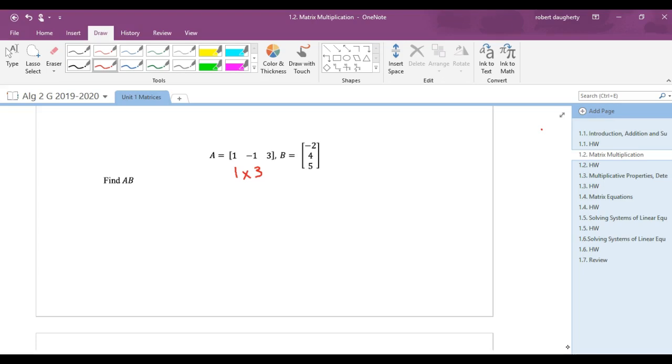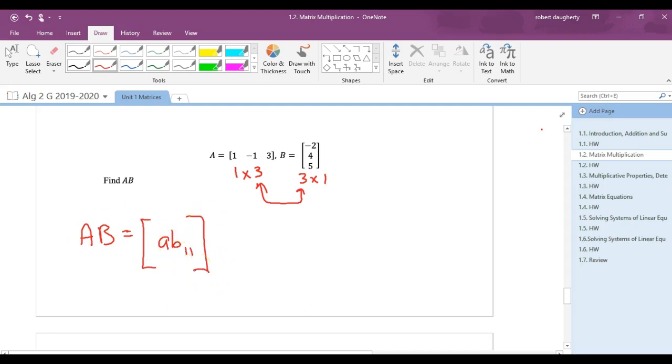AB, what are the dimensions of A? 1 by 3, dimensions of B, 3 by 1. Can I multiply AB? Yes. So this tells me that they can be multiplied. What will the answer be? A 1 by 1. So you're going to like this one because how many elements are in a 1 by 1 matrix?